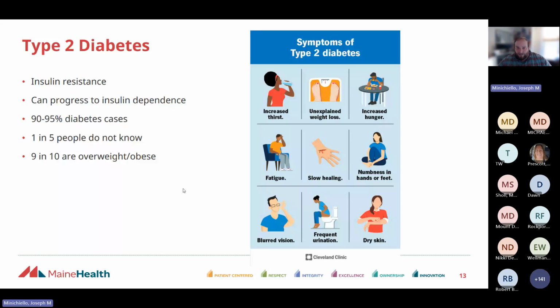Eventually, this can progress to becoming insulin dependent because your body just can't make enough insulin to actually have the effect that your body needs to then take up that sugar. It is certainly the vast majority of folks across all ages that have diabetes is type 2. And interestingly, about 20% of those folks don't actually know they have diabetes.